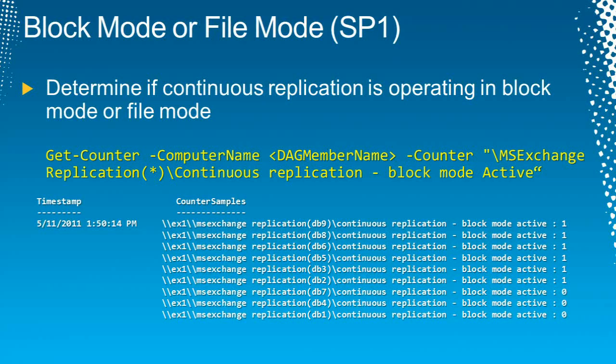If it's a value of 1, it's in block mode. Okay? Continuous replication is up to date. The copy queue length is 0, and we're shipping blocks of ESE transactions across the wire asynchronously. If it's 0, continuous replication is operating in file mode, and we're shipping closed transaction logs from one side to the other. That's the only difference. This is the quick and easy way to figure out which databases are in file mode and which databases are in block mode.